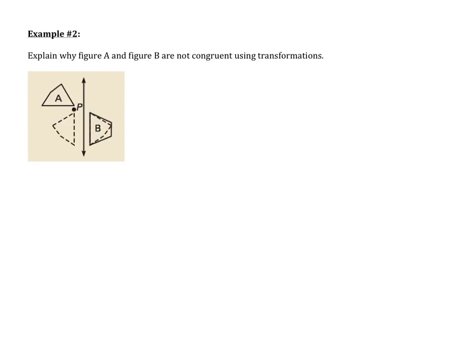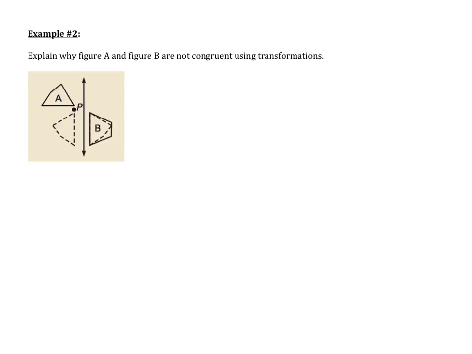And finally, we have example 2. Explain why figure A and figure B are not congruent using transformations. So let's take a look at the diagram. We have figure A, which is our original, and figure B, which is the new. It looks as though figure A is first rotated this way about point P, and we get this new transitional picture, the dotted picture that has been rotated. Then it looks like they took this dotted picture and they reflected across that vertical line so that I have a mirror image of it.